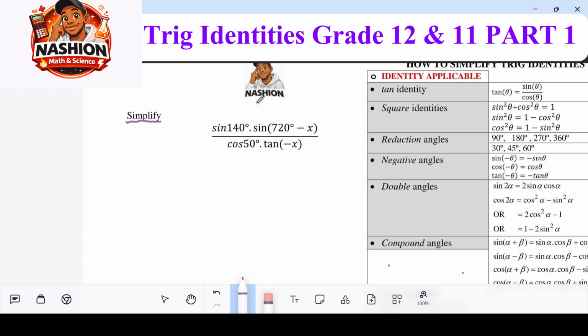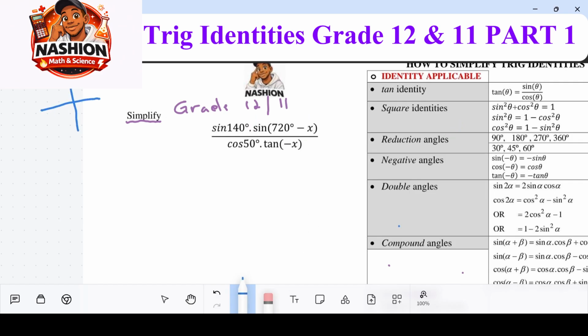Simplify. Now this question, guys, is for grade 11 and 12. The previous one was for grade 11s only, but this one is for you as well. Now remember, in each question, we follow this process to start the question. We check which of these 6 identities is applicable. It can be one of them or even more. Let's start with this 720, guys, because that's so unique. This part by itself, it looks like a reduction angle, but let's verify.